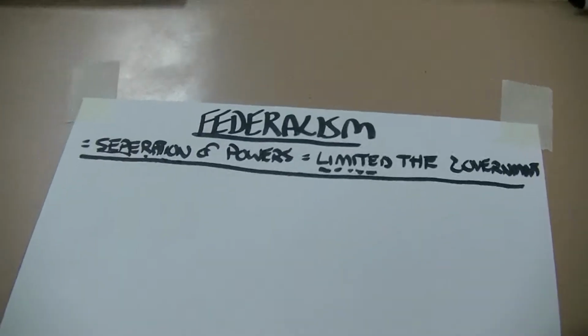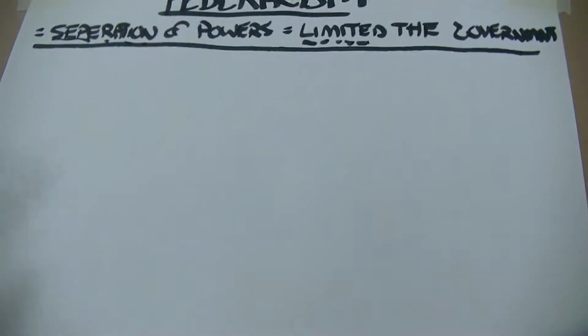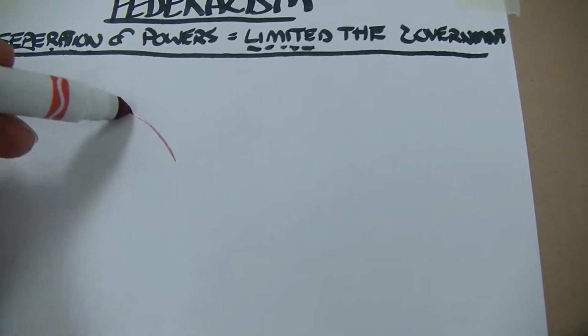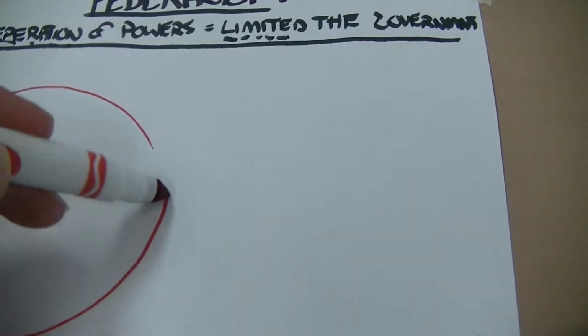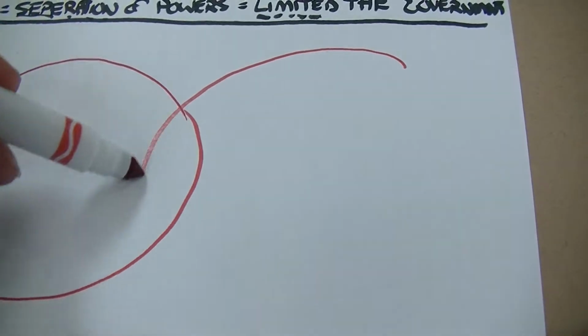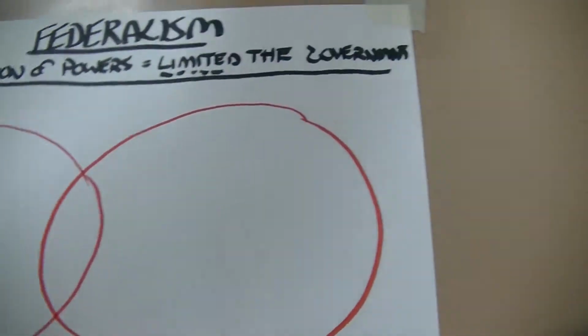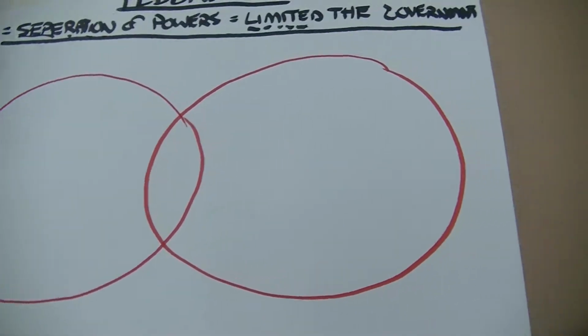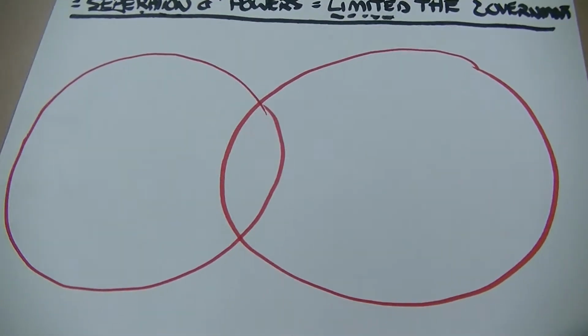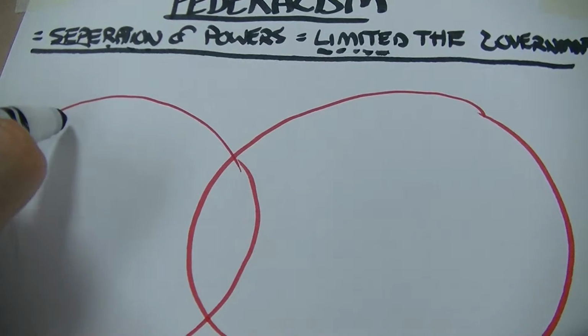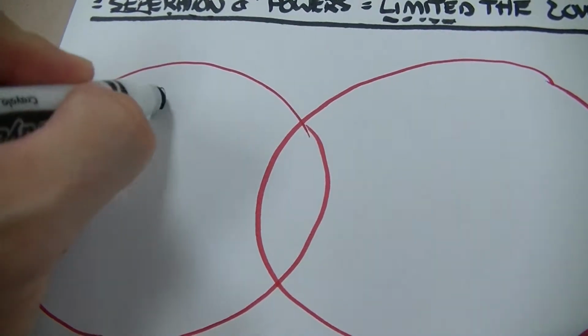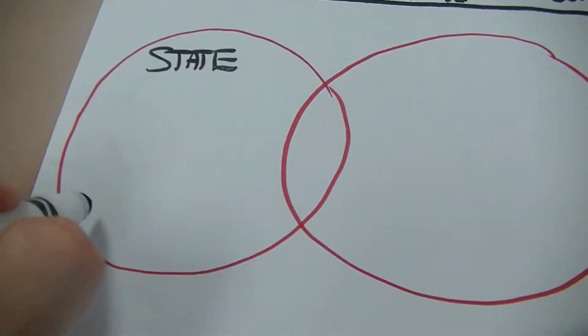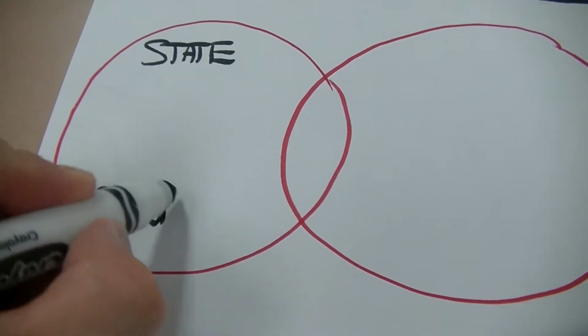Limit our government. First, all right, we'll do a different type of graphic organizer. We'll do a circle here. And a circle here. All right, this is supposed to represent our entire government. And let's have the state powers over here.